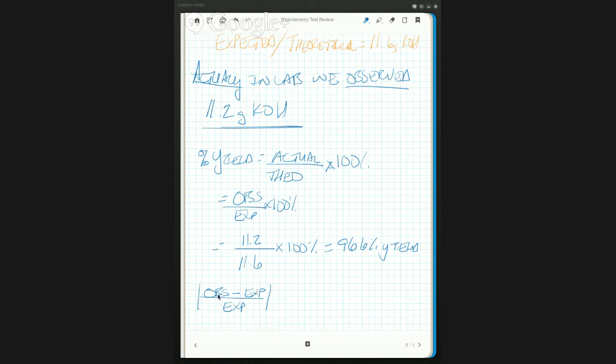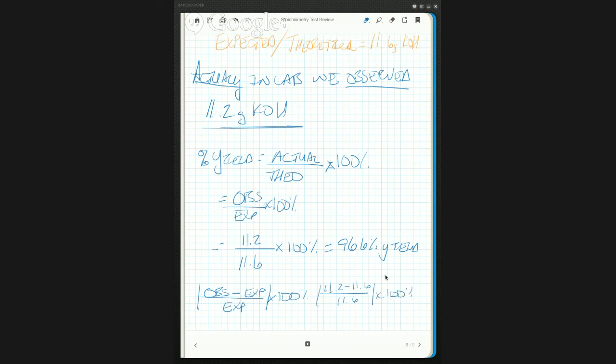Observed minus expected is how far you are from the original. And then to get a percentage, you've got to divide it by the total times 100. Observed minus expected, that's subtracting it from the total. How far off are you? And that's of course times 100%. So the observed 11.2 minus 11.6, divided by 11.6, absolute value, times 100%.